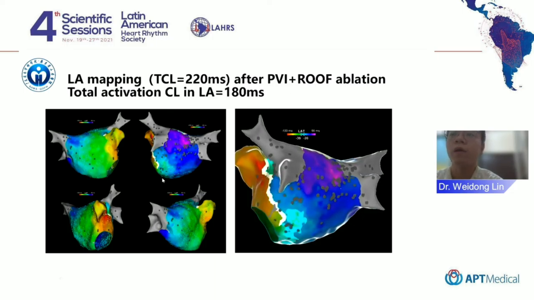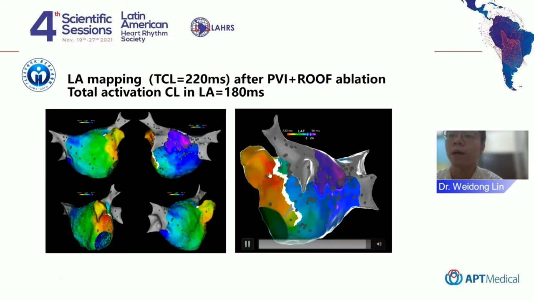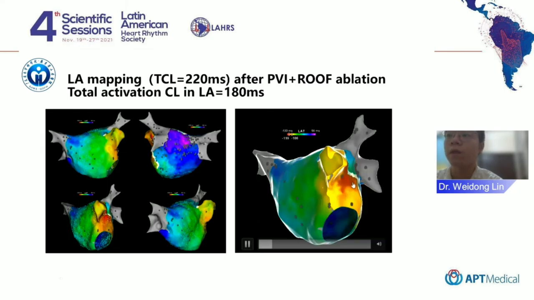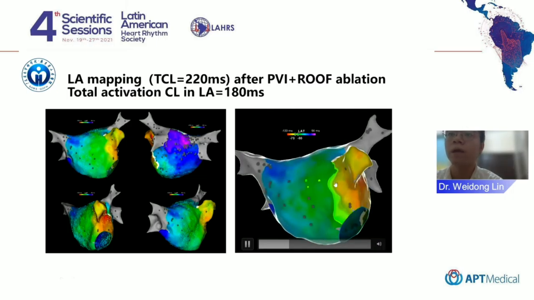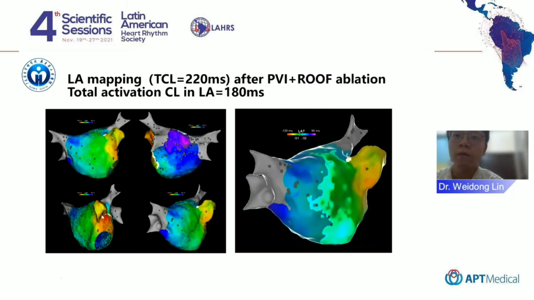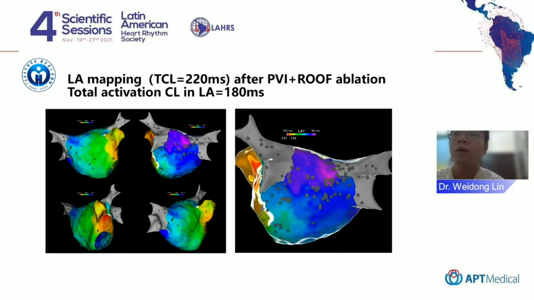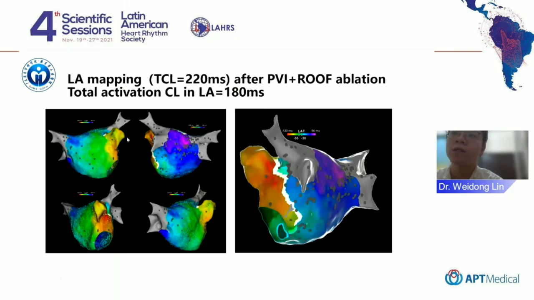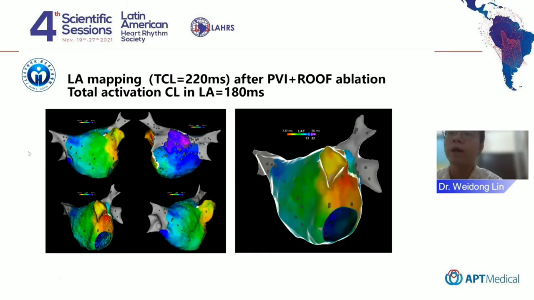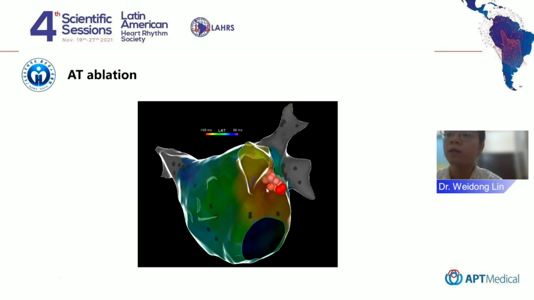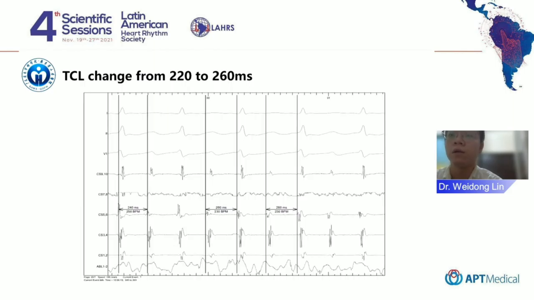We can see the activation of the left atrium. It seems that the earliest activation is from the base of the left atrial appendage, right here, and we cannot get the full cycle length activation in the left atrium. So is it a focal activation? At that time, we tried to ablate at the early site, but the tachycardia didn't terminate. The cycle length became longer, from 220 milliseconds to 260 milliseconds.